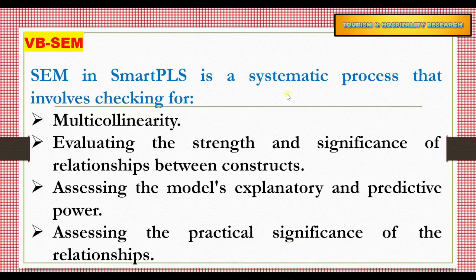SEM in SmartPLS is a systematic process that involves checking for. So what all steps we need to check for? We need to check for multicollinearity. We need to check for evaluating the strength and significance of relationships between the constructs, assessment of the model's explanatory and predictive power, which is done through R square, F square, and Q square, assessing the practical significance of the relationships. So here we are talking in particular context to structural model assessment.